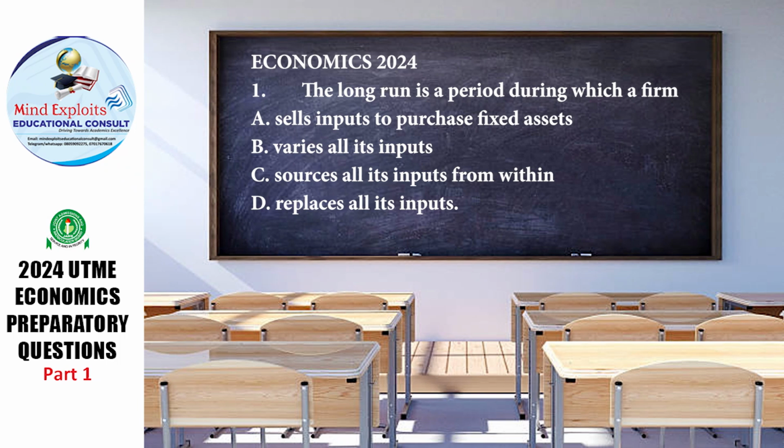Your fixed inputs are things that you buy once, you use for a long period of time before you can change them. Your variable inputs are things that you use every now and then. In fact, there are some that you recycle every day or every week or every month. In a short run of a firm, there are fixed inputs and there are variable inputs because that period is not long enough to be able to vary all your inputs. However, in the long run, all factors of production are variable.